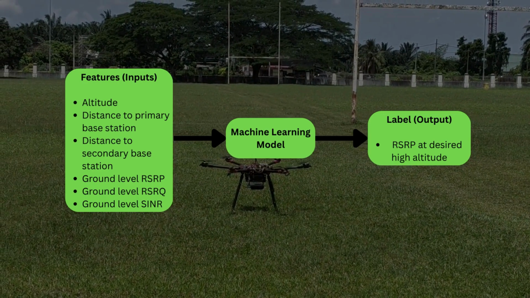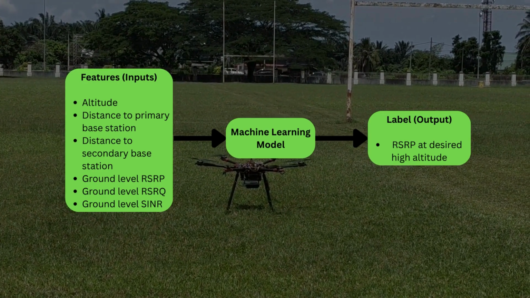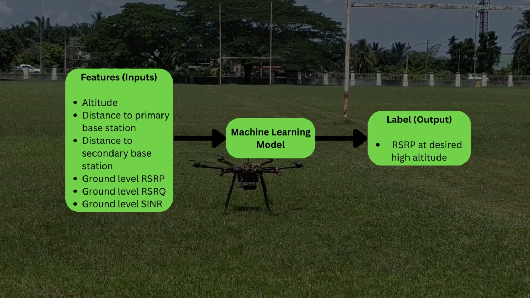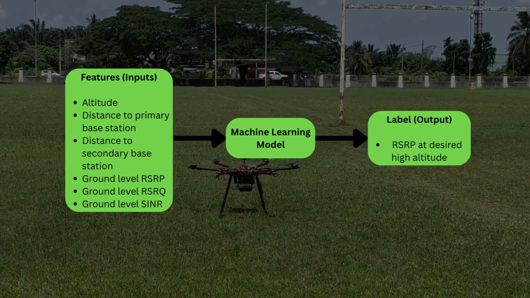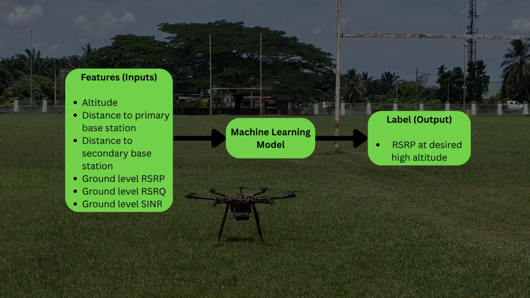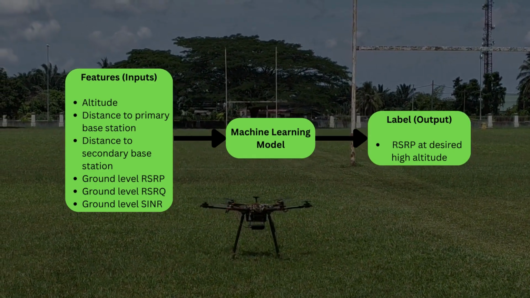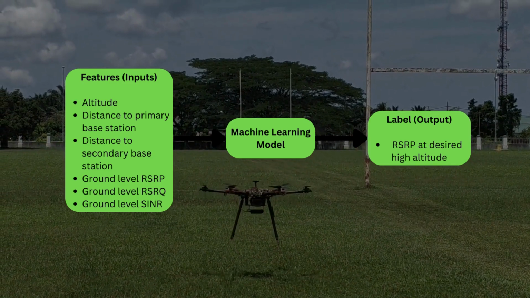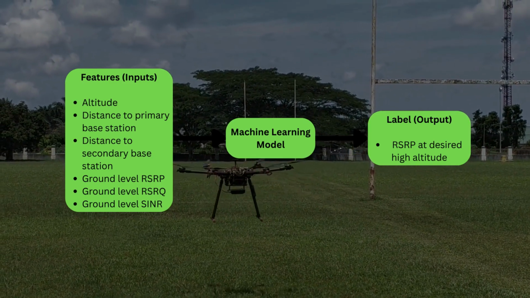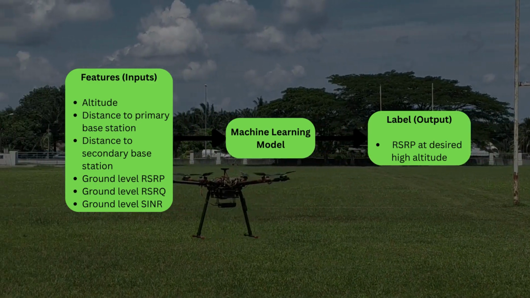In the case of the machine learning model, the random forest algorithm was chosen due to its outstanding performance. That said, the selected features were altitude, distance to primary and secondary base stations, and ground-level LTE parameters, while the label of the model was RSRP at high altitude.